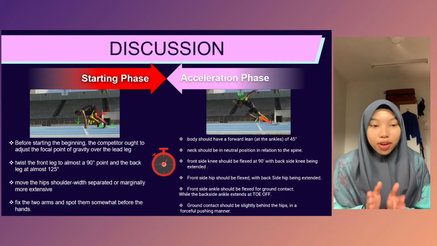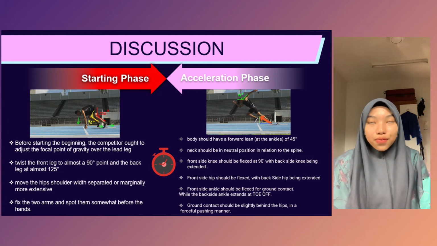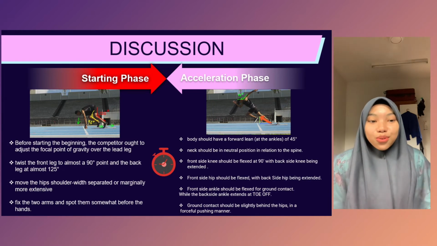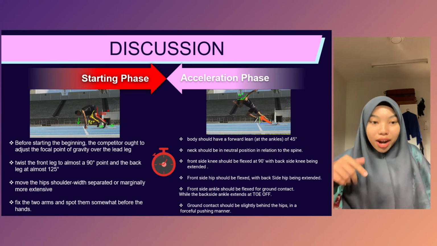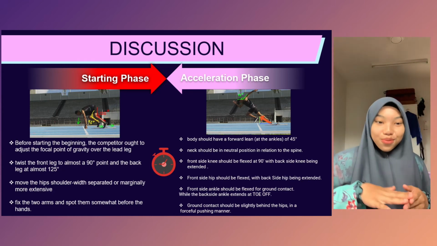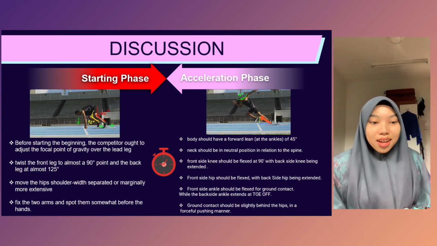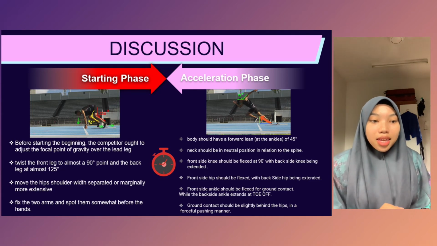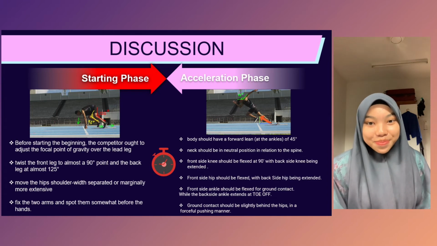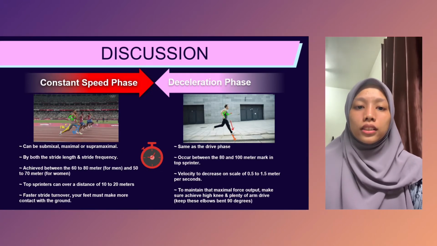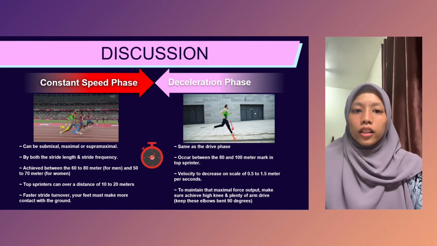Next is the front side ankle should be flexed for ground contact, while the back side ankle extends at toe off. The last one is ground contact should be slightly behind the hips in a forceful pushing manner. For the next slide, I will explain the discussion which is the constant speed pace and deceleration pace.